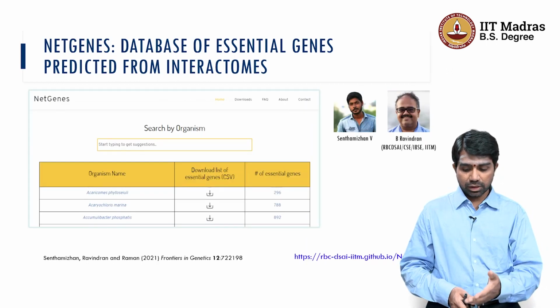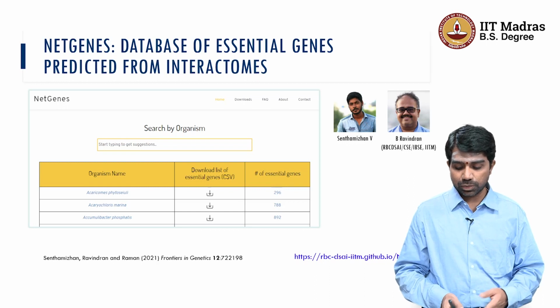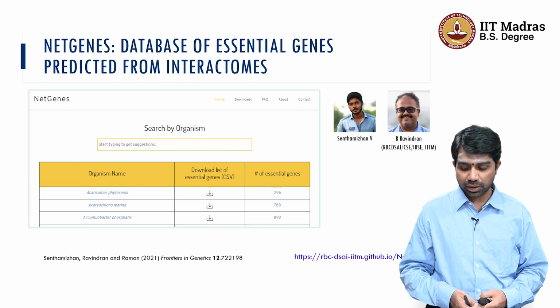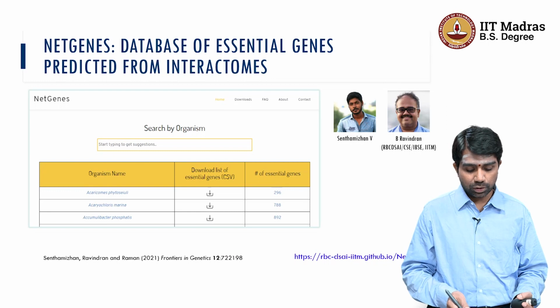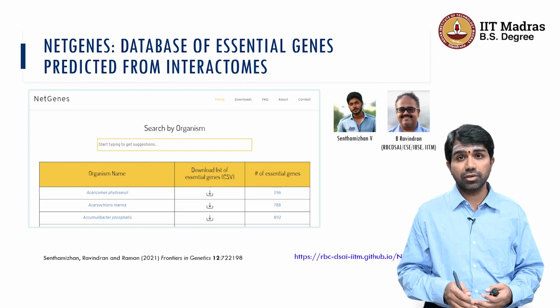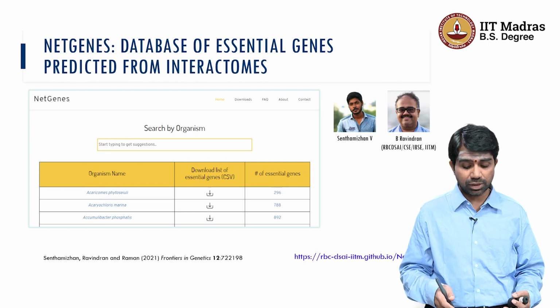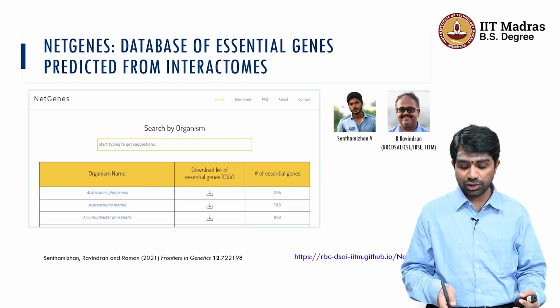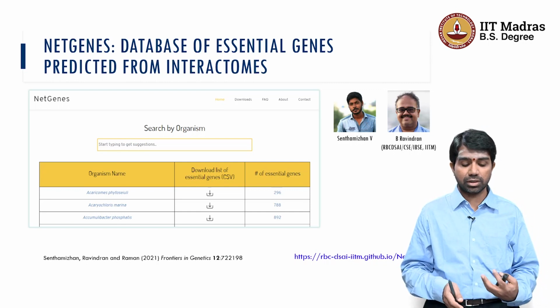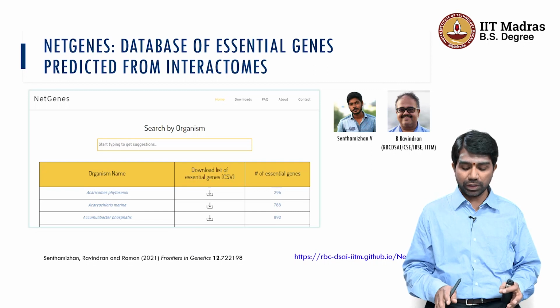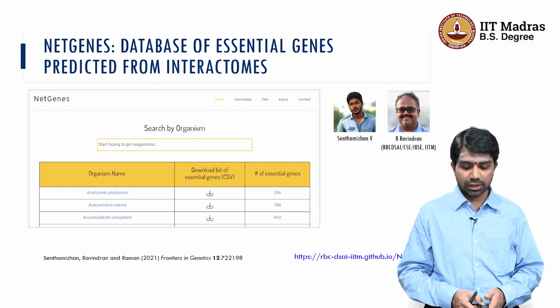So, this is how NetGenes looks like. This was built by Sinha and in collaboration with Professor Ravindran. And what did we do? We have this very nice database which has 2700 plus organisms, and you can just download the essential genes for each of these organisms directly. It's got a very clean and quick interface which is easy to access.